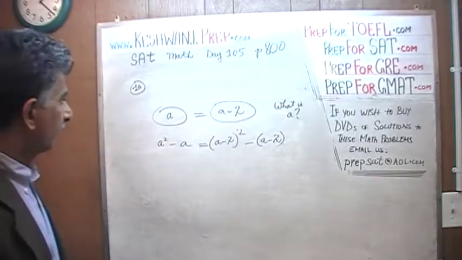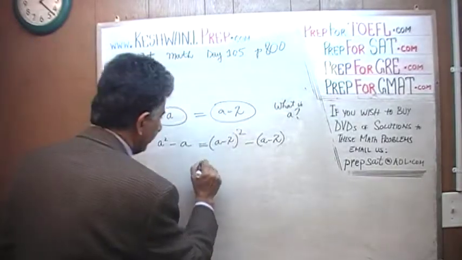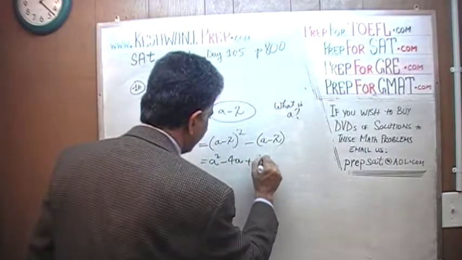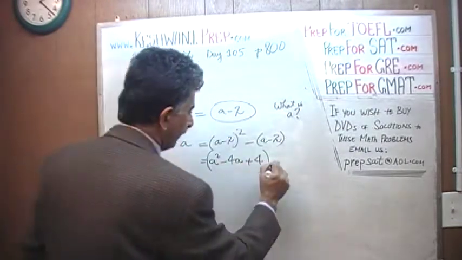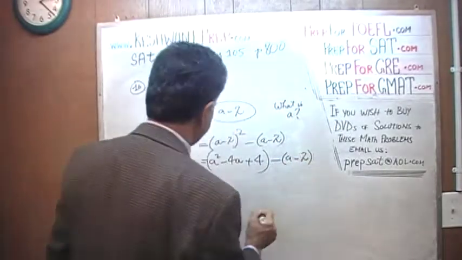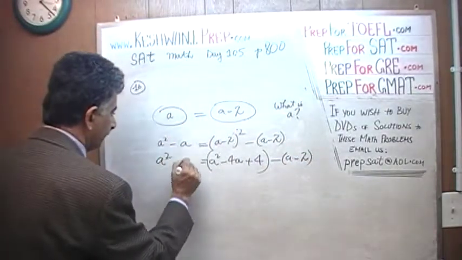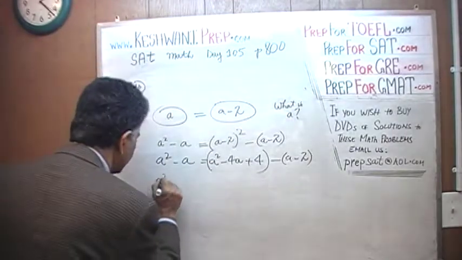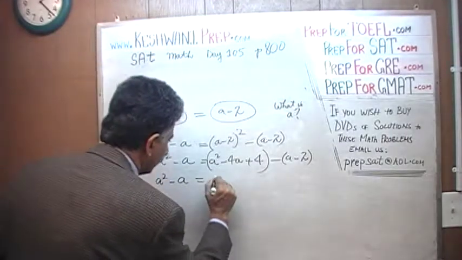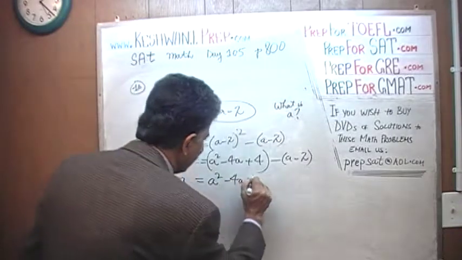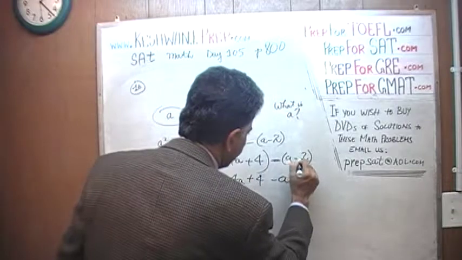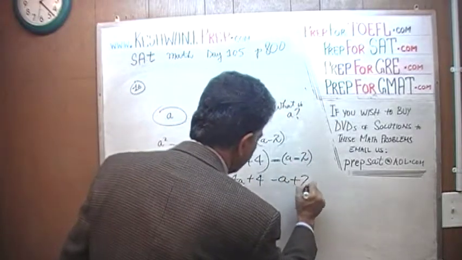There you go. So open the parentheses here, we get A squared minus 4A plus 4. That's what the first part is. And then here we have A minus 2. And here we're going to get A squared minus A. All we have to do is simplify it now. So we get A squared minus A equals A squared minus 4A plus 4 minus A. See, there's a minus outside, minus and a minus, it's going to become plus 2.